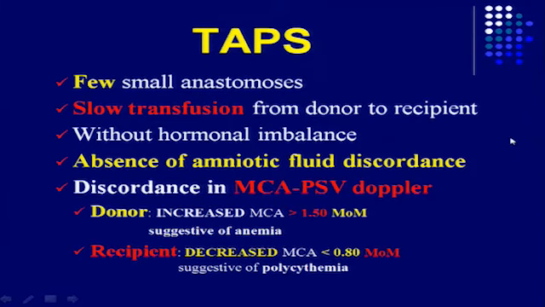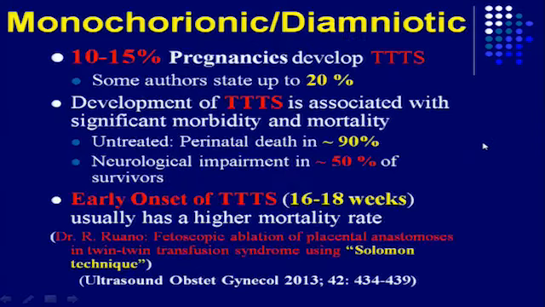So even after we've done the laser ablation, we still have to follow them to make sure that they don't develop TAPS. So 10 to 15% of the pregnancies of the monochorionic diamniotic twins develop TTTS. Some authors state up to 20%. One of the fetal surgeons I work with, Dr. Urano, says it's 20%. And I said, that's because of the population we see.